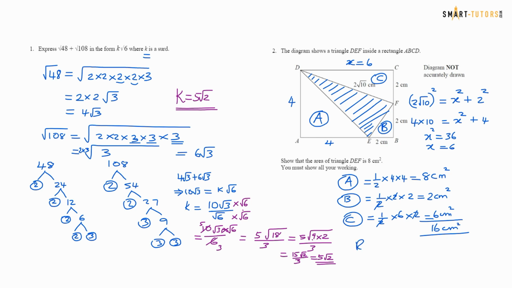So the area of the rectangle, you can write, that is 6 times 4. So 6 times 4 is 24 centimeters squared. So triangle DEF equals 24 minus 16, 8 centimeters squared.